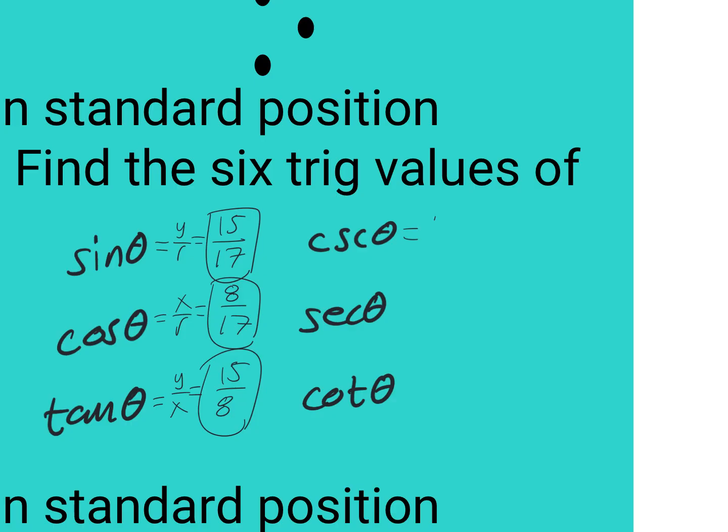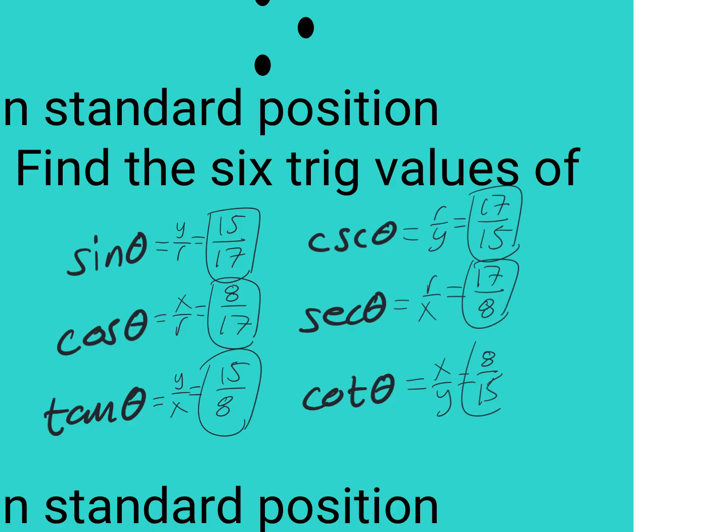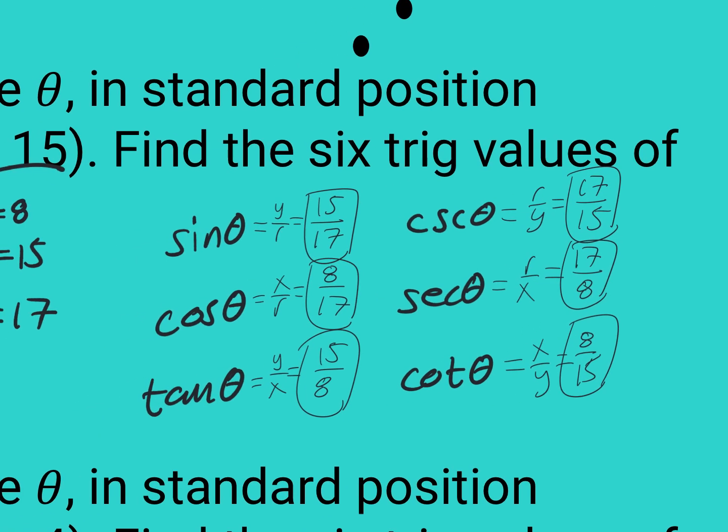So cosecant is going to be r over y, so 17 over 15. Secant is going to be r over x, which is 17 over 8. And cotangent is going to be x over y, which is 8 over 15. And then just like that, we get our 6 trig values. That's all we had to do. We answered the question.